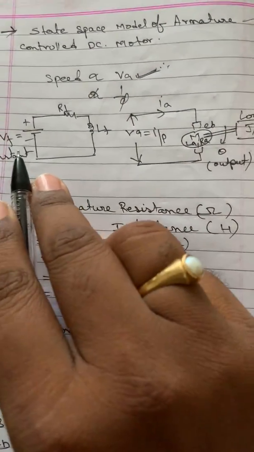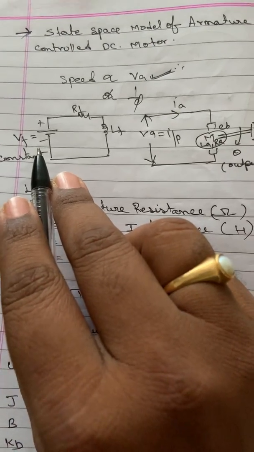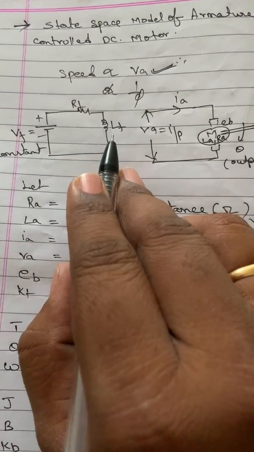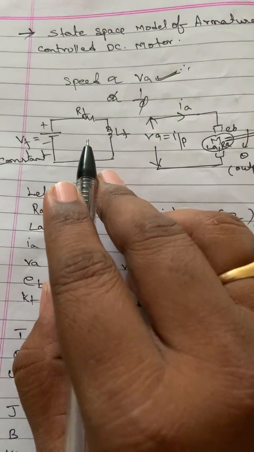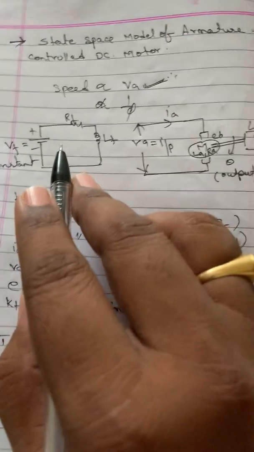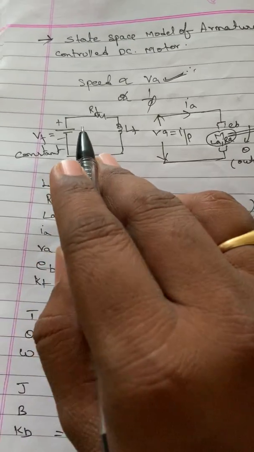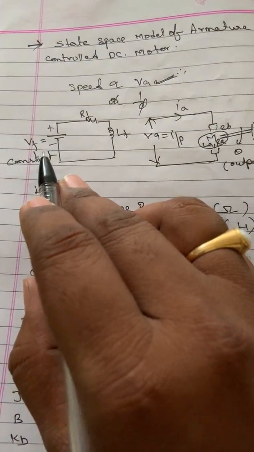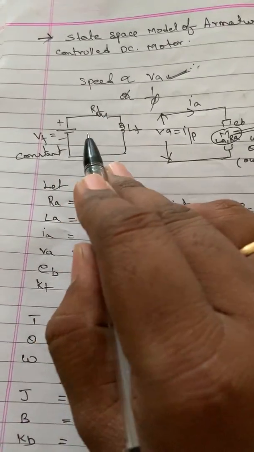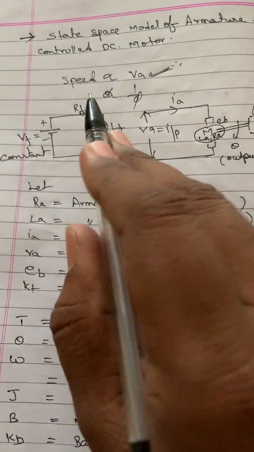This is the equivalent circuit. In the equivalent circuit, some textbooks might represent the field circuit and some might not, so don't worry about that. Different textbooks have their own way of representation. Because here our field is taken as constant, we may or may not represent the field circuit. It doesn't make any difference.